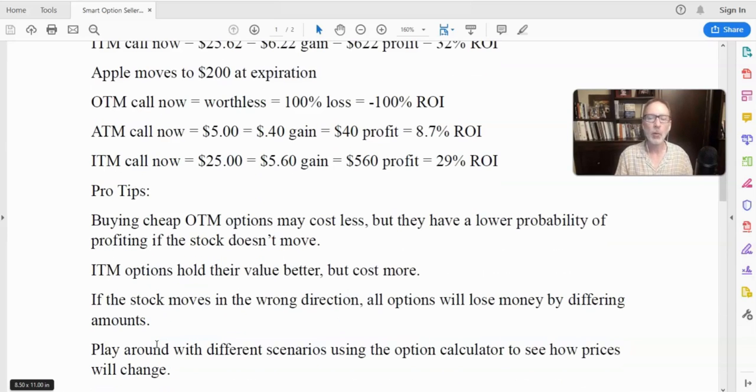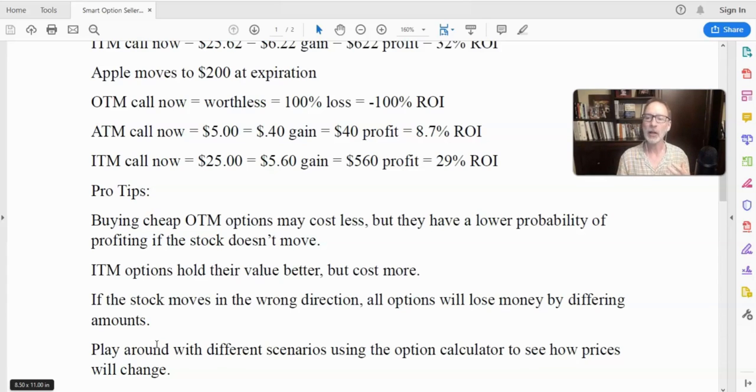So what you want to do is play around with different scenarios using the option calculator to gauge how the option price is going to change based on how the stock moves and when the stock moves. Options trading involves a lot more than just picking a direction and hoping that you're right. You've got time involved here. If the stock doesn't make the move in the time allotted, you could find that you're losing a lot more on your option trades if you're choosing these at-the-money or out-of-the-money call options.